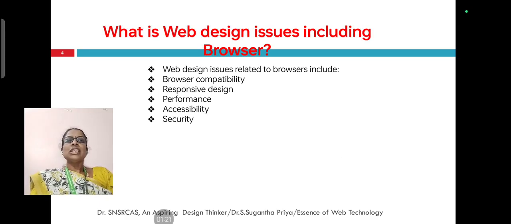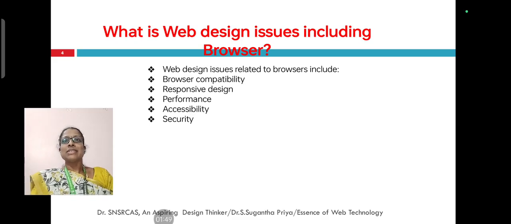What is web designing issues including browser? Web designing issues related to the browser includes browser compatibility, that is, websites may appear differently or not function properly across different browsers such as Chrome, Firefox, Safari and the Internet Explorer. Designers must ensure that the websites are tested and optimized for various browsers to ensure a consistent user experience.